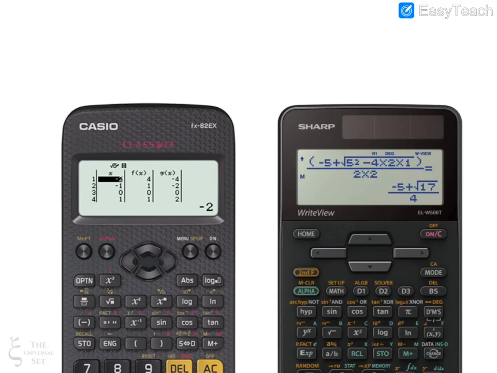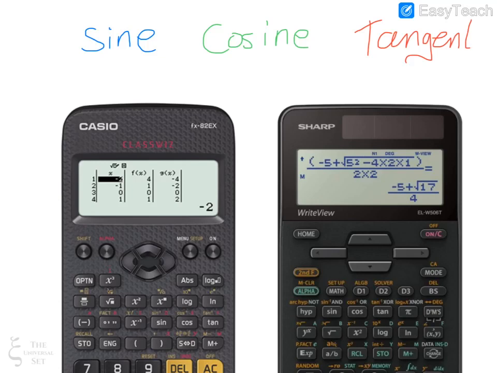Well, they are called sine, cosine, and the third one is called tangent. And you will have, on your scientific calculator, a button for each of these functions.